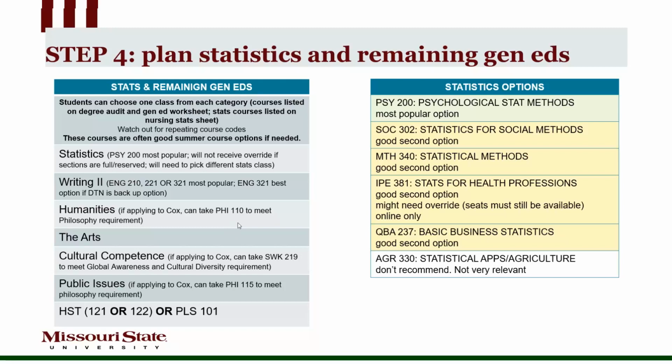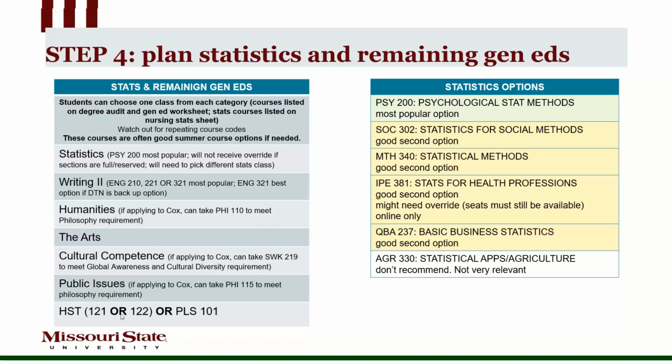Humanities. A lot of students take Philosophy 110 to meet the requirement at Cox College if that is their backup option to MSU. But you can take anything from this category. Same with arts, cultural competence, and public issues. Anything from these categories will work, and writing too, honestly, but these are pretty common. Cultural competence and public issues also have classes that will meet Cox requirements. Social work 219 meets their diversity requirement, and if you don't take 110 for humanities, you can take 115 to meet their philosophy requirement. So you don't need both, you just need one or the other.